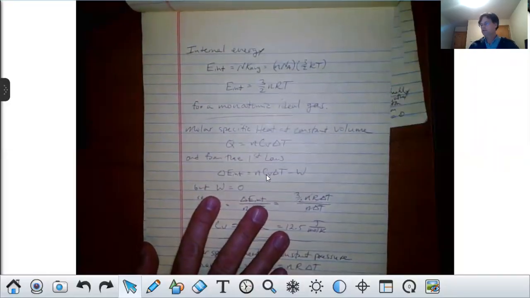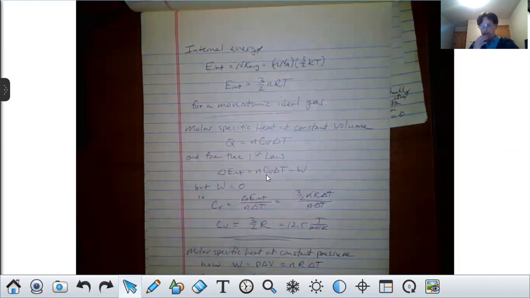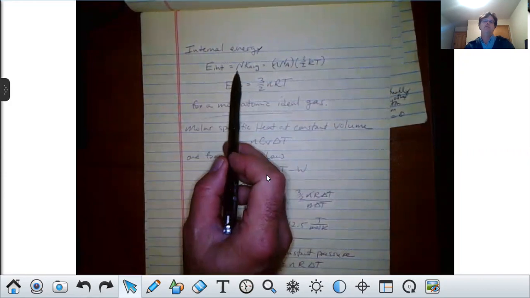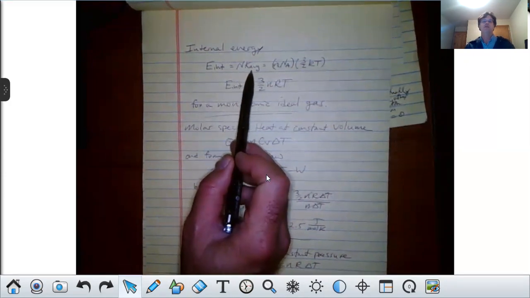So first of all, we need to recall we've talked about the internal energy of a gas before when we talked about the first law of thermodynamics. And the internal energy is the energy stored in the gas. Now, in the last lecture, we learned that internal energy is due to kinetic energy due to the motion of the molecules in the gas. So if we want to talk about the total internal energy of the gas, it's going to be the number of molecules times the average kinetic energy of each molecule.